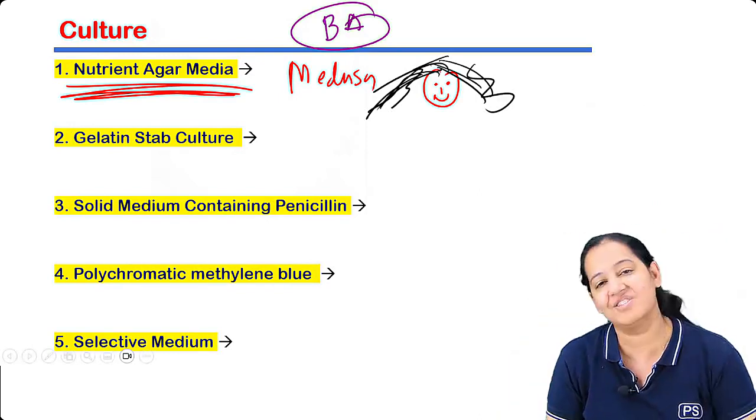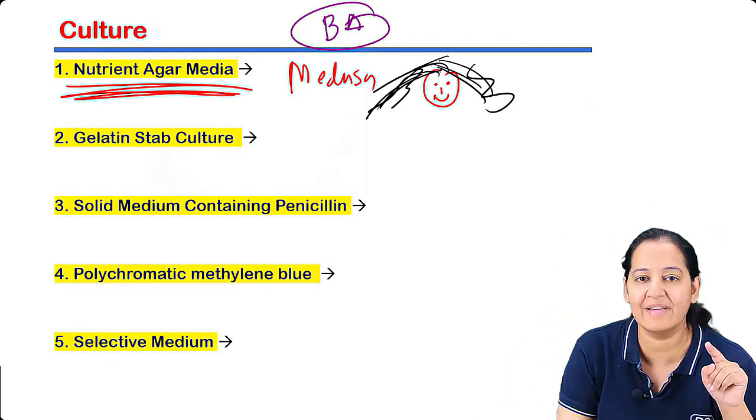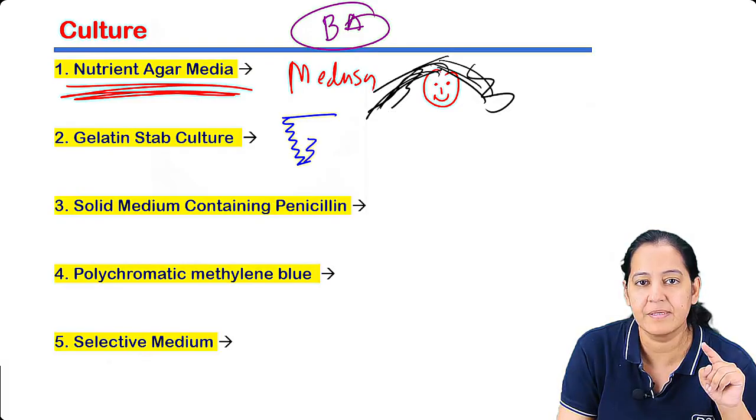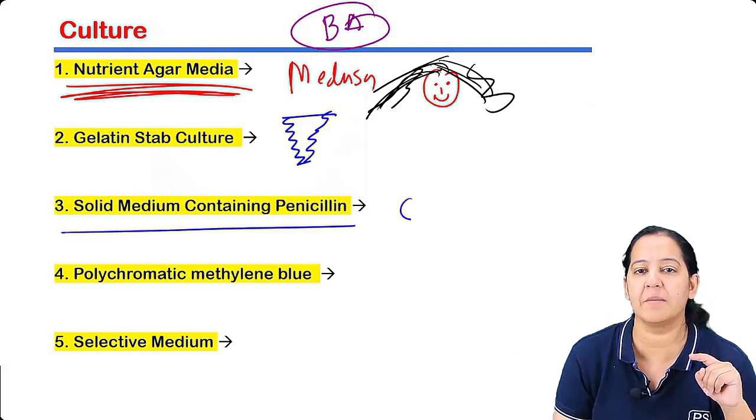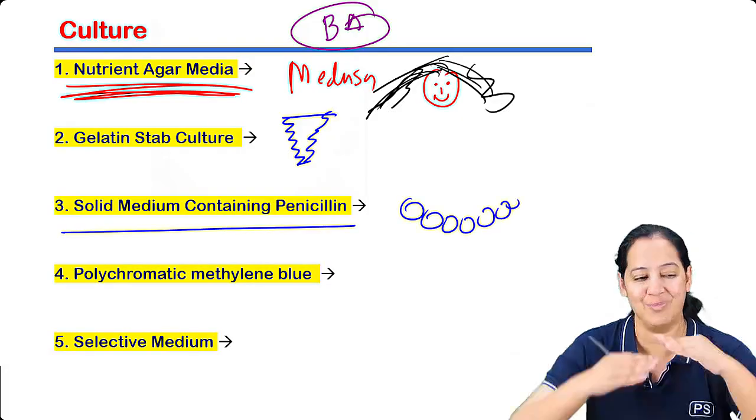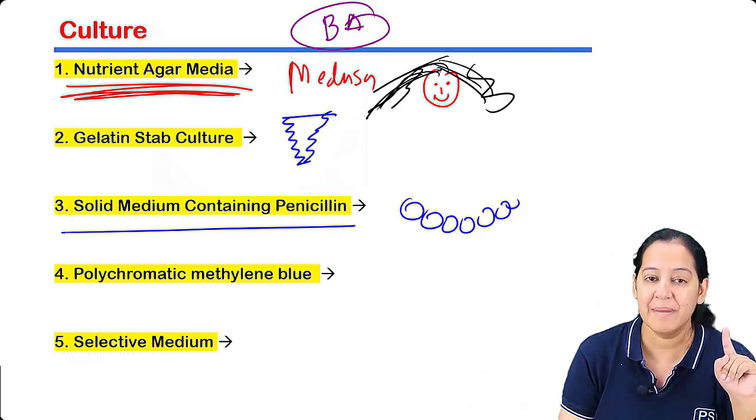Okay, ji. On gelatin stab, what do we get? Say inverted fir tree appearance, because it is a strict aerobe, inverted fir appearance. On a solid media containing penicillin, the string of pearls, मोतियों का हार, है ना. Then methylene blue.